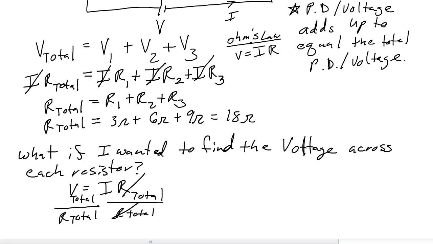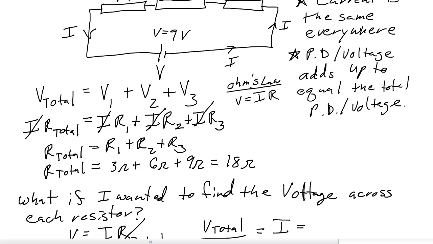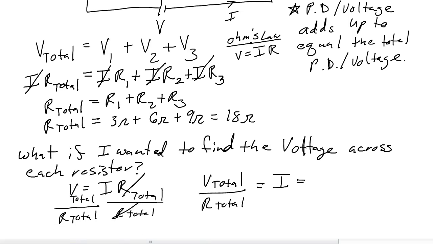R total will cancel out here, and I'm left with the equation V total over R total is equal to I. And remember, I is our current, and our current is the same everywhere. We said in the problem that this is a 9-volt battery, and so our potential difference for the whole circuit is 9 volts. And we said that our total resistance is 18 ohms. That's what we found earlier. And so I find that the current in this circuit is 0.5 amperes.